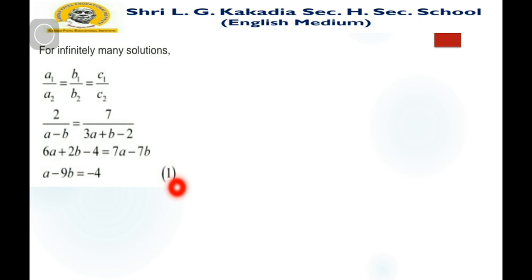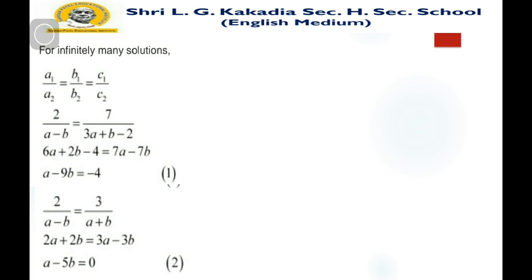This is equation number 1. As well, we compare a1 by a2 is equal to b1 by b2. Then we get 2 divided by a minus b and 3 divided by a plus b. Then we get the equation 2a plus 2b is equal to 3a minus 3b, so a minus 5b is equal to 0. This is equation number 2.